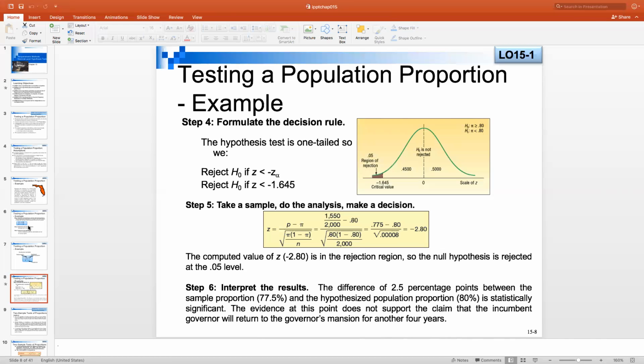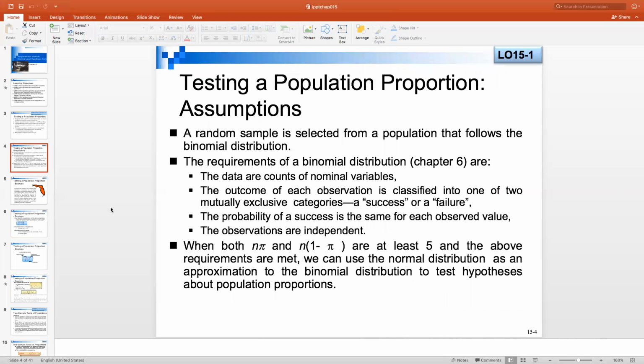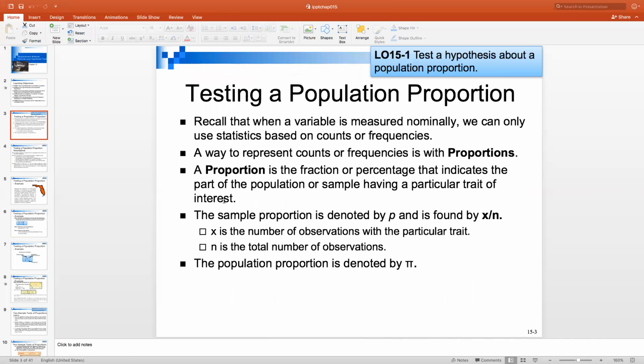Well, remember, right, let me go back to this slide. We're talking about x over n. Okay? So the n is 2000, the x is 1550. The x represents the number of observations with a particular trait. What trait do you think that is of these 2000 people? The ones that voted for. Well, the vote hasn't happened. This is a pre-test, right? We're trying to get a sense of how they're going to vote. So what do you think X means?